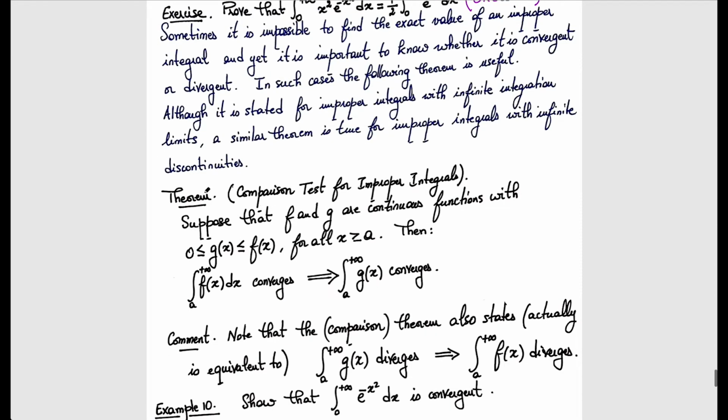So this theorem is labeled as the comparison test for improper integrals, and it goes like this. Suppose that you have two functions f and g that are both continuous, and you have this double inequality: g of x is greater than or equal to 0, but it's dominated by f of x for all x greater than or equal to a.